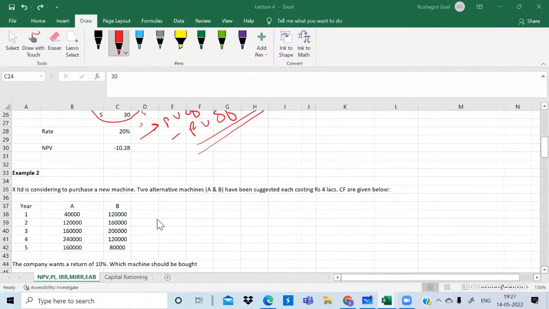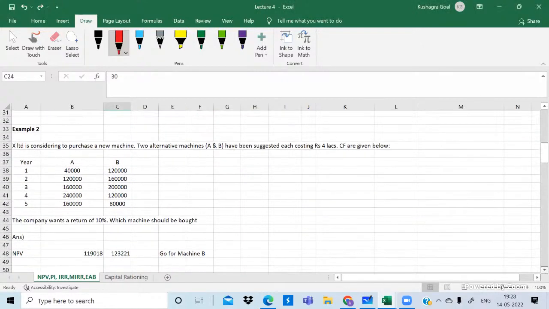And the cash flows are given. If you buy machine A, these will be your cash inflows for the next 5 years. And if you buy machine B, these will be your cash inflows for the next 5 years. The question is, which machine should be bought if your discount rate is 10%? So you'll have to calculate the NPV for machine A, calculate the NPV for machine B, and then I'll choose whichever machine generates a higher NPV.